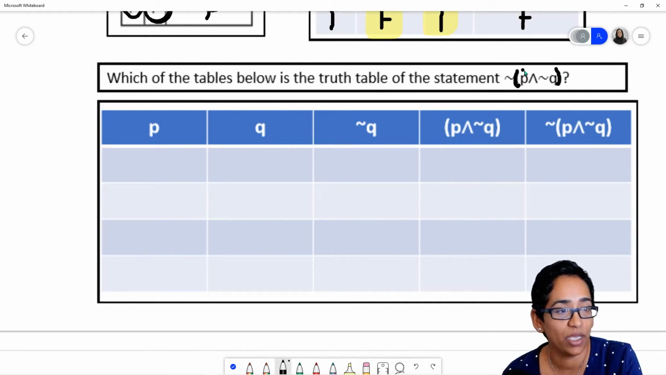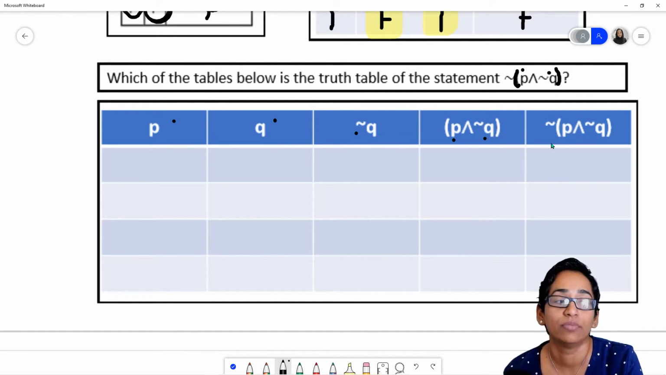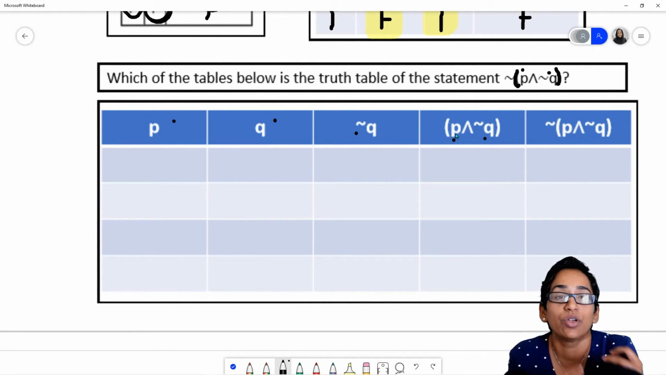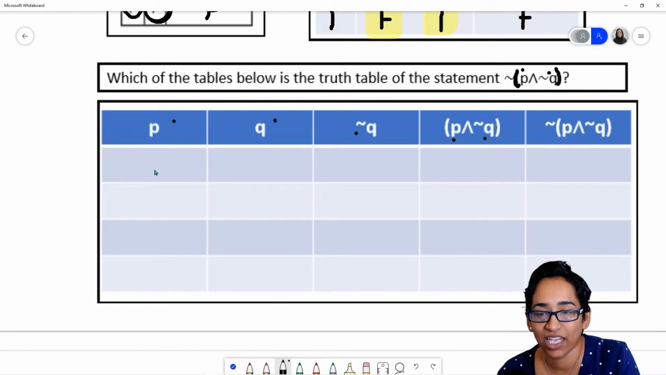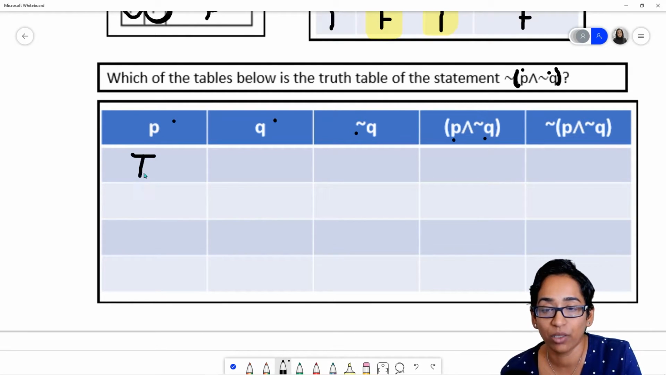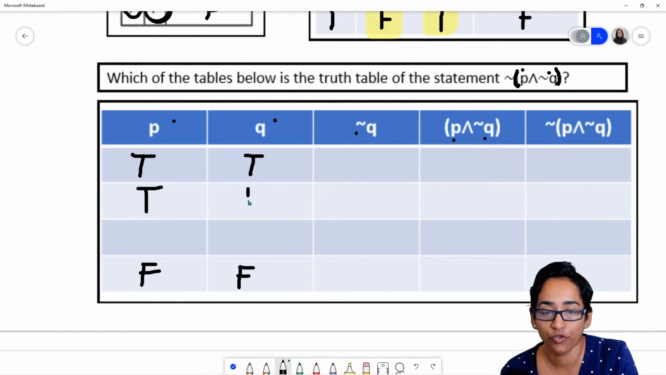So I have a P, a Q, a negation Q, and P and negation Q within parentheses and outside parentheses. You have everything in there so you're not confused. So let's take it from the beginning again. What's the truth table? True, true. The last one is false, false, right? True, false, false, true.